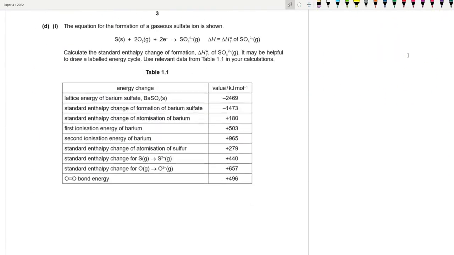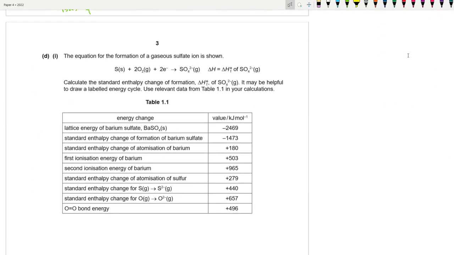There we go. Next one, we have a Born-Haber cycle. Calculate the standard enthalpy of formation of the sulfate ion. It might be helpful to draw and label a cycle. By the way, guys, you don't have access to the data booklet anymore starting this year, 2022. So all the information you need will be given in this table, but you don't have to use all of it. Okay, so let's begin, guys.